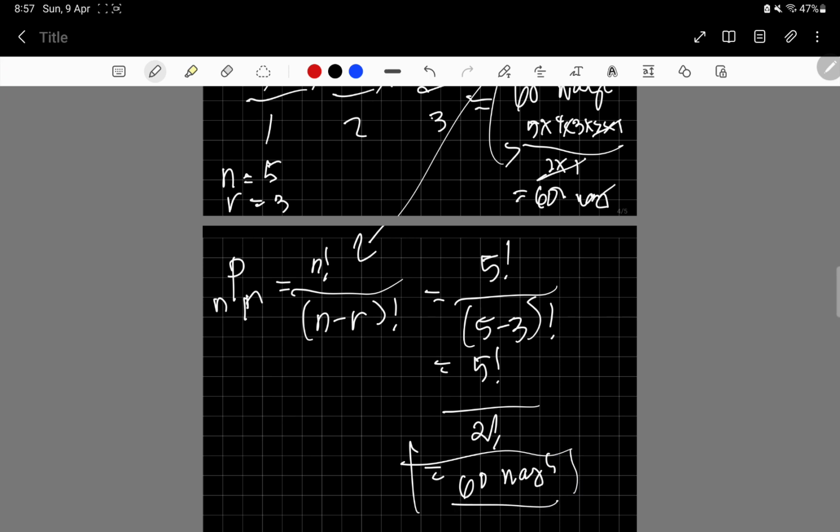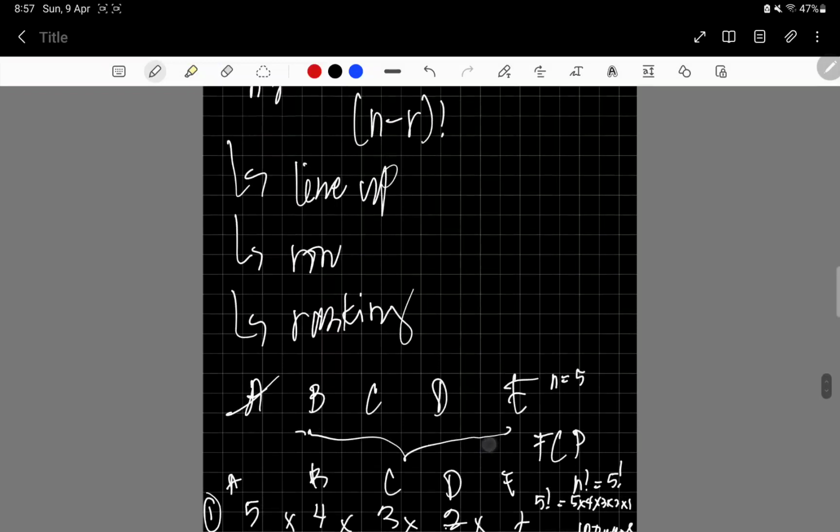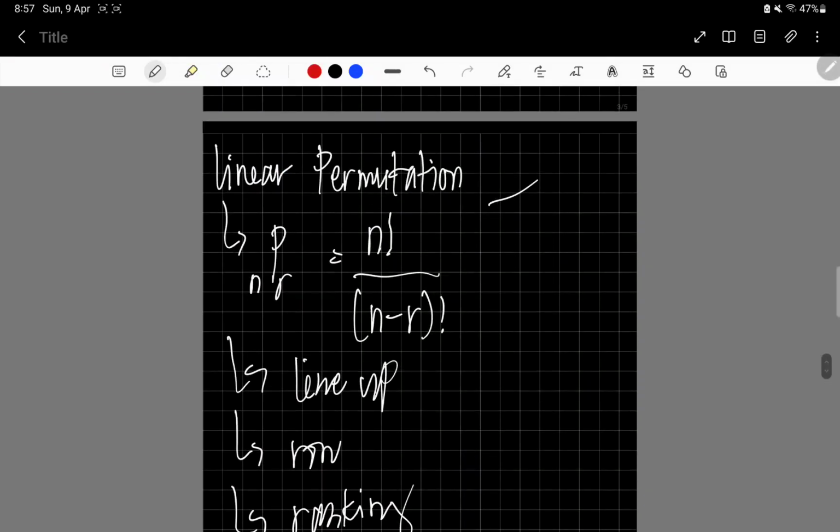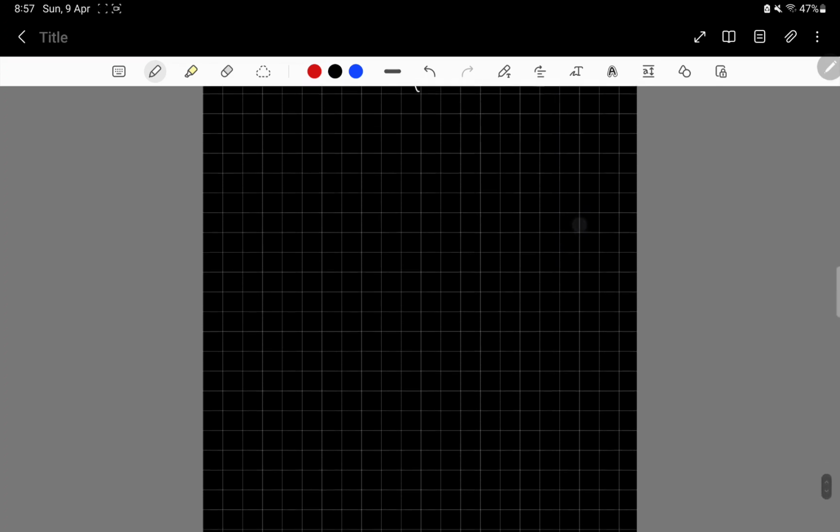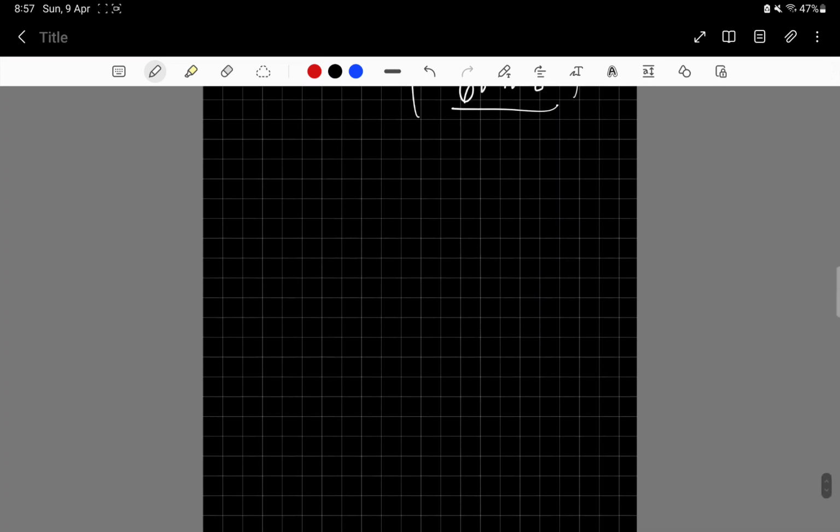So, I hope you understood what is the concept about the linear permutation. Okay, let's try 2 examples about linear permutation.